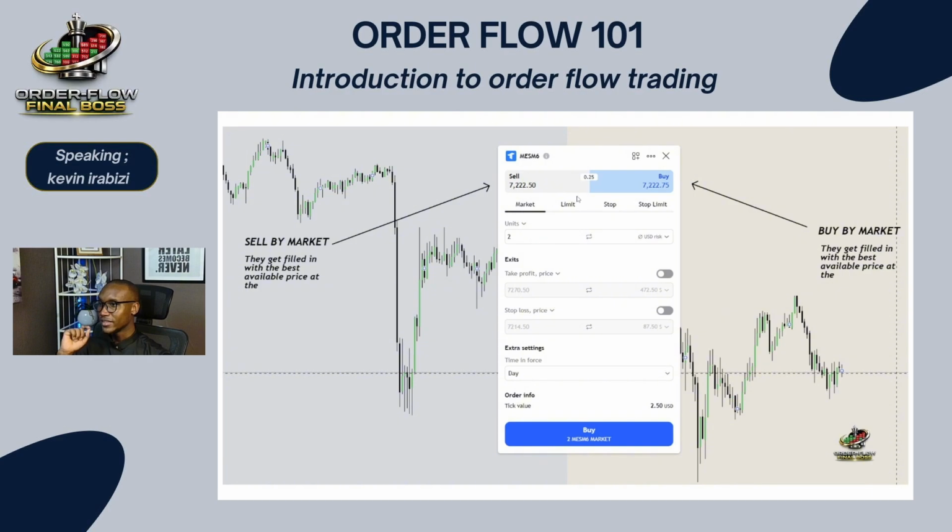If you press this button right here, sell by market order, it means your order will get filled by the best available price. What does that mean? Who is buying near to me? I want to sell to them immediately. That is a sell by market order. So if you're selling immediately, the next available price that someone wants to buy at is the price your order will get filled at, and vice versa for the buy by market order. So we know these market orders get filled at the best available price.